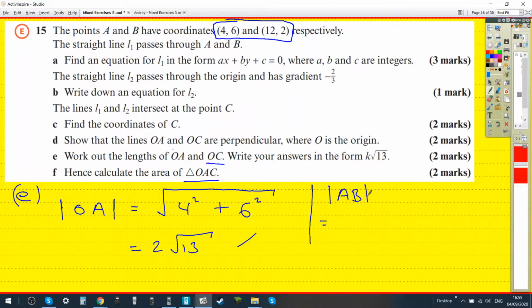Oh, would you go from 4, 6 to 0, 0? Yeah. So I'm thinking of x's right now. So that's OA, from 4, 6 to 0, 0. How about AB?